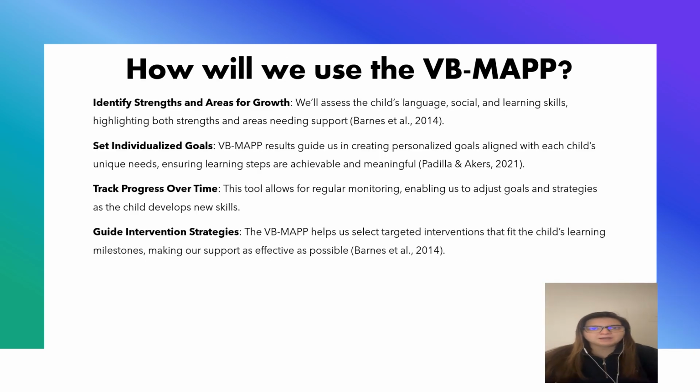We will use the VB-MAP to identify strengths and areas for growth by assessing the child's language, social, and learning skills, highlighting both strengths and areas needing improvement. We will also set individualized goals by creating personalized goals aligned with each child's unique needs, ensuring learning steps are achievable and meaningful. We will track progress over time through observation and adjust goals and strategies as the child develops new skills. The VB-MAP will also allow us to select targeted interventions that fit the child's learning milestones, making our support as effective as possible.